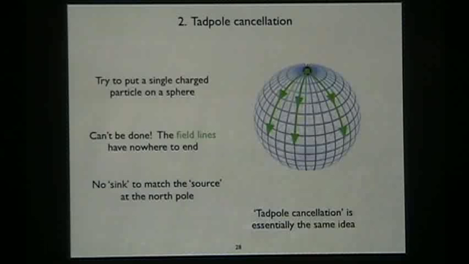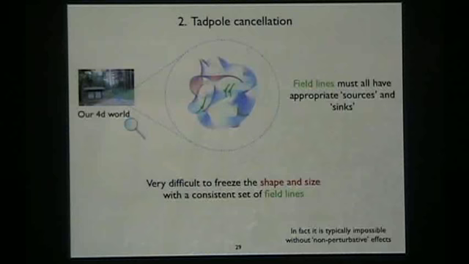We have to put an oppositely charged particle here that can soak up all the field lines. For every source of fields, an electron is a source, we have to have a sink, like an oppositely charged particle that will connect to field lines in the opposite direction. Tadpole cancellation is essentially the same idea. It's saying that if you put fields on a curled up space, the field lines have nowhere to end. So they have to all reconnect with each other in a way that's consistent. And that's what we mean by tadpole cancellation.